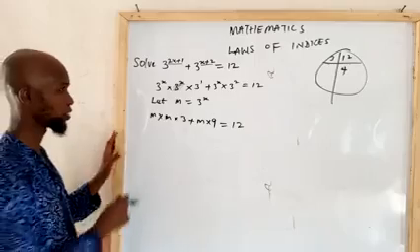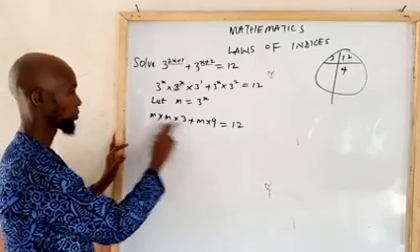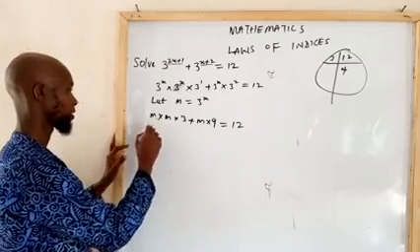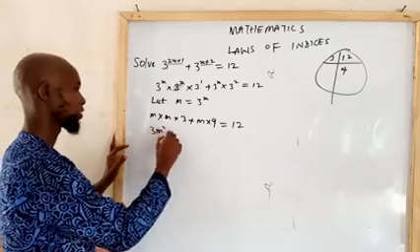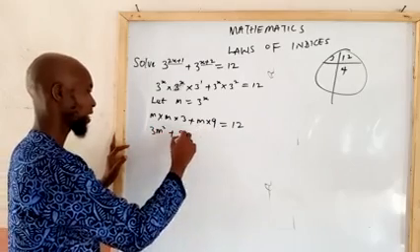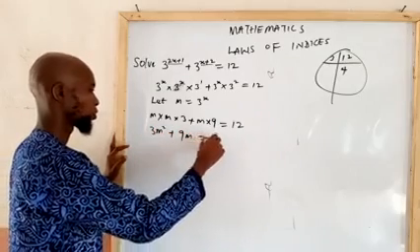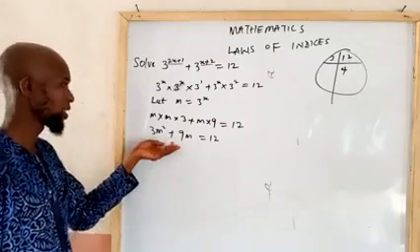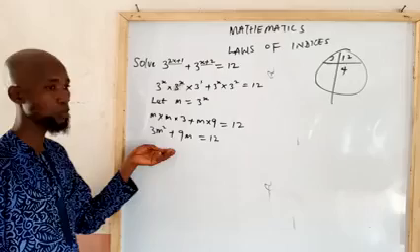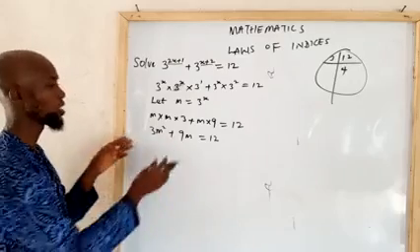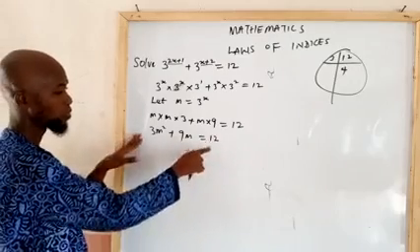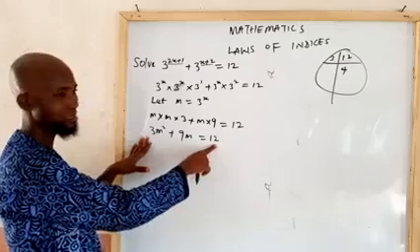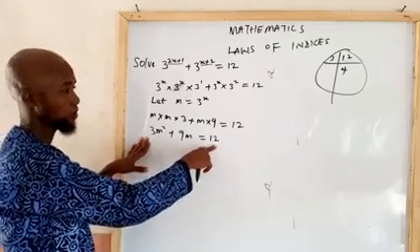So now I have to continue. m multiplied by m times 3 gives 3m squared, plus m times 9 gives 9m, is equal to 12. A mere look at this shows that this will lead to a quadratic equation. So it is important that we rewrite this in standard quadratic equation pattern.